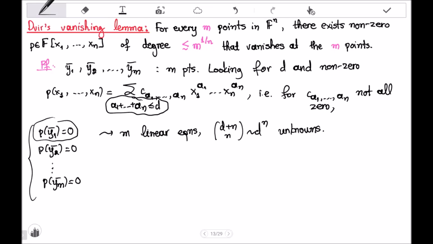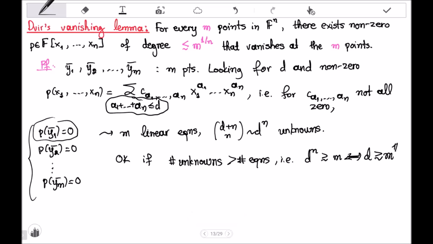So we have a system of linear equations with a specific number of unknowns, and we just want to show that there exists a non-trivial solution. We want to find for what d, for what degree, there exists a non-trivial solution. So there exists a non-trivial solution if the number of unknowns is bigger than the number of equations. And this means that d to the n, pretty much the number of unknowns, is at least the number of equations, or equivalently, d is at least m to the 1 over n.